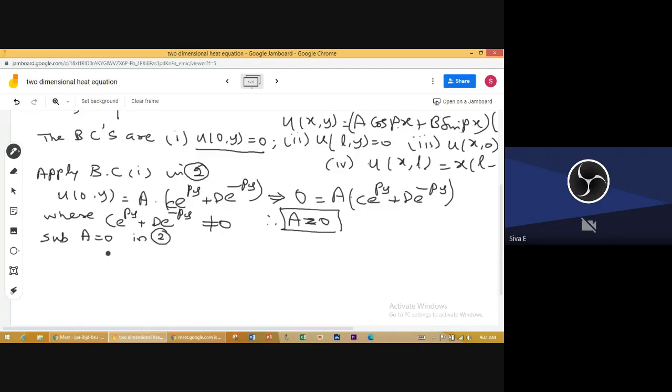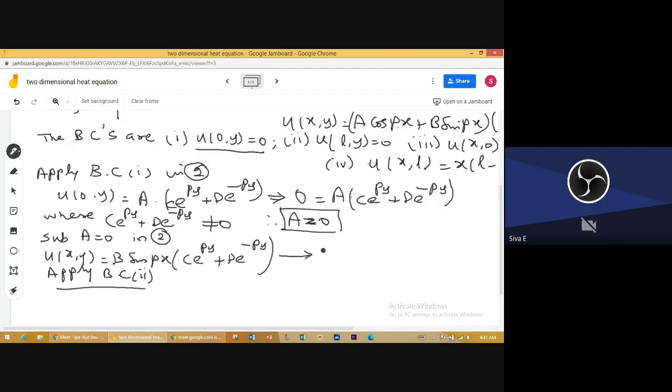If you are substituting a = 0, what do you get? u(x, y) = b sin px (c e^(py) + d e^(-py)). Apply the boundary condition 2. This is the updated equation, the solution, call it 3.